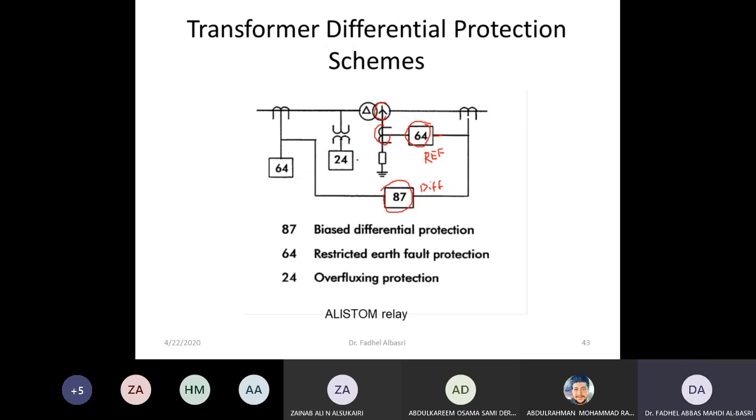And there are other types of protection, overfluxing protection, which is the V over F principle, voltage divided by frequency, based on which I know what is overfluxing. Is the core of the transformer saturated or not? We call it overfluxing.